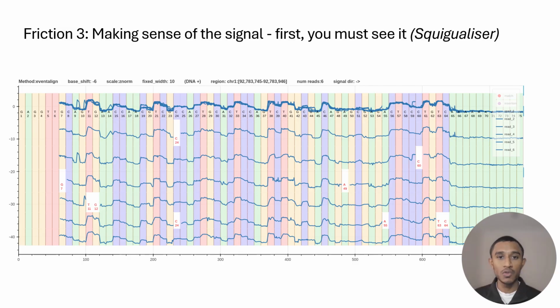But there was no good way to actually visualize these signals. So I built a software called Squigglizer that does exactly that. It turns the raw signal into an interactive graph you can explore, lined up against the DNA letters. For the first time, researchers could see their signal data properly. And it's now used extensively by labs around the world, including Professor Michael Schutz's group at Johns Hopkins. This work was published in the journal Bioinformatics.